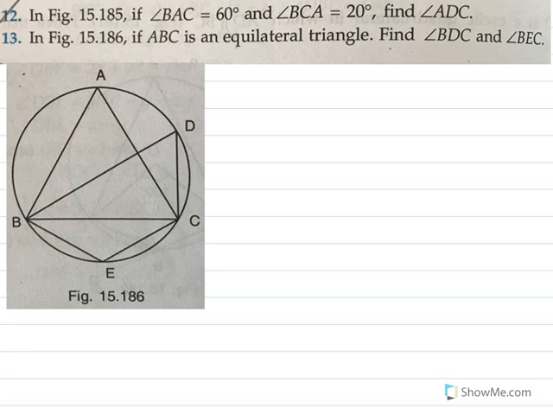ABC is an equilateral triangle. Let's mark ABC. ABC equilateral means all sides are equal, all angles are 60. Therefore, I can say angle A is 60. So I'll write that first. Triangle ABC is equilateral.